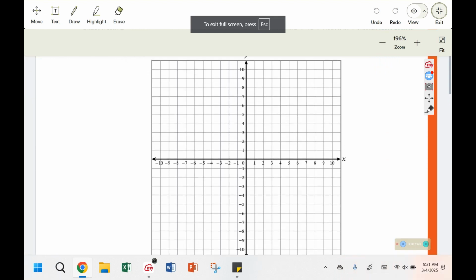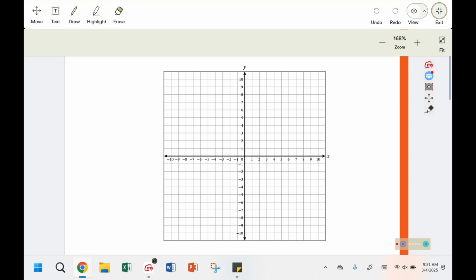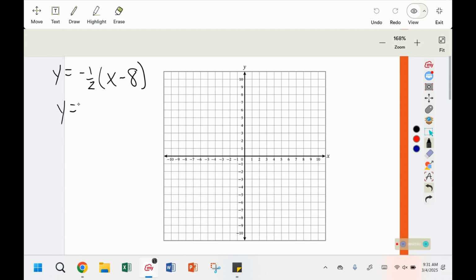So I have the grid here that I can use to solve problem 1. Problem 1 had the equation y equals -1/2 x minus 8 and y equals -1/2 x plus 4. If I were to distribute here, this equation would turn into y equals -1/2 x. Half of 8 is 4, and a negative times a negative is a positive. So I already know that it's going to have infinite solutions because they have the same slope and the same y-intercept.